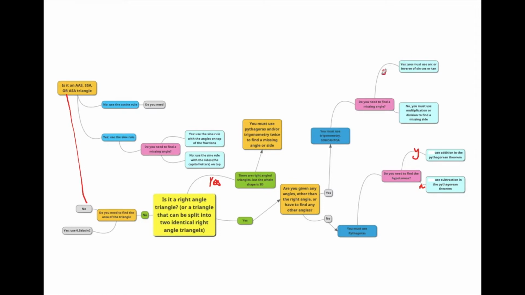So you can put a letter Y and a letter N. And now you might like to screenshot the screen so you can refer back to this diagram at another time.